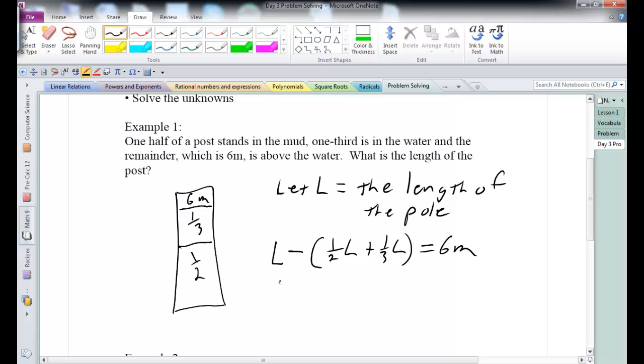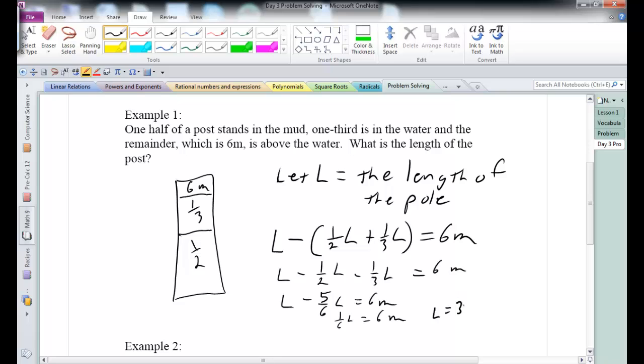We've got L minus 1/2 L. We'd have to distribute that negative. Minus 1/3 L equals 6 meters. So what we get is L minus 5/6 L equals 6 meters. And so 1/6 of L, or L over 6, equals 6 meters. L equals 36 meters. And we have to finish with a sentence. The length of the post is 36 meters.